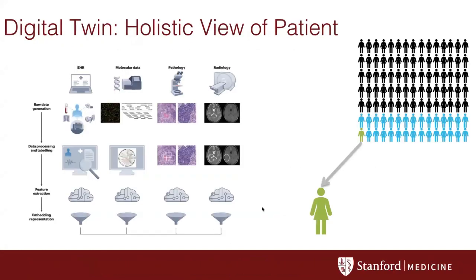So let's think about the digital twin and how it gives us a holistic view of the patient. As I mentioned before, previous prediction models are really giving a generalized risk score for a group of individuals. And what we really want to do is start generating these risk scores or these predictions for the individual patient. And what's unique about the digital twin is it provides a more holistic view of the patient.